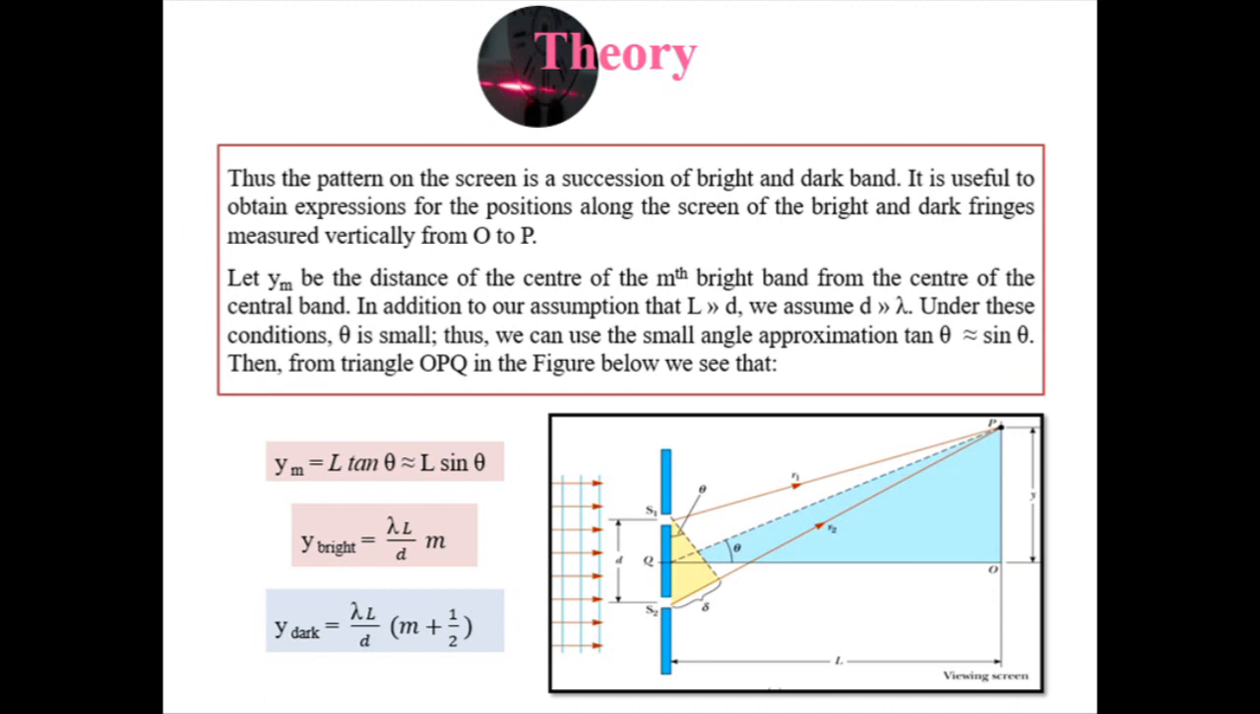Thus, the pattern on the screen is a succession of bright and dark bands. Let y m be the distance of the center of the mth bright band from the center of the central band. In addition to our assumption that L is much greater than d, we assume d is much greater than lambda. Under these conditions, theta is small. Thus, we can use the small angle approximation tan theta is approximately equal to sine theta. Then from the triangle OPQ in the figure below, we see that y bright equals lambda L over d times m.